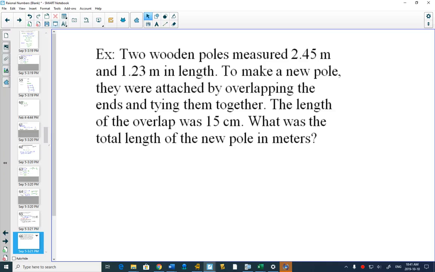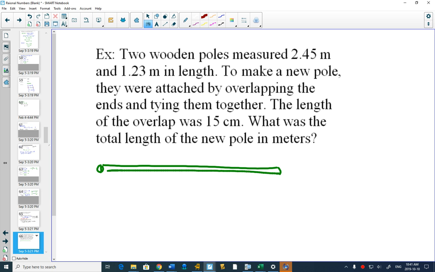Two wooden poles measured 2.45 meters. So I'm going to draw my one pole here. And I'm going to say this one is 2.45 meters. The other one was 1.23. I'm going to draw that one in blue. That's smaller, right? 1.23 meters.